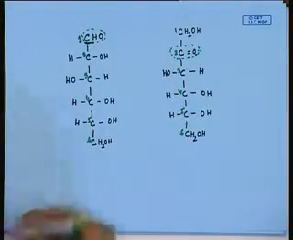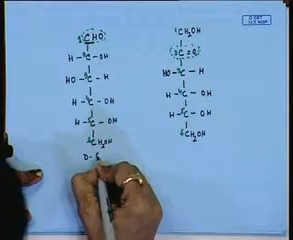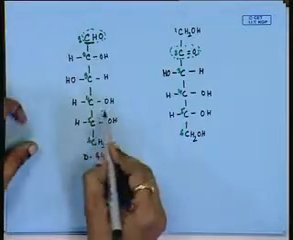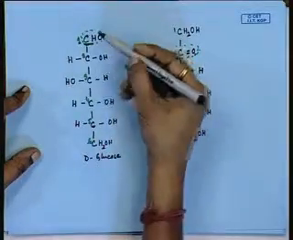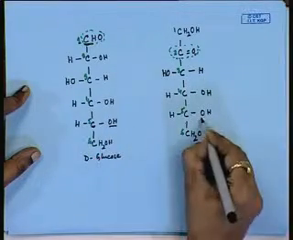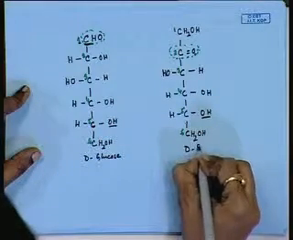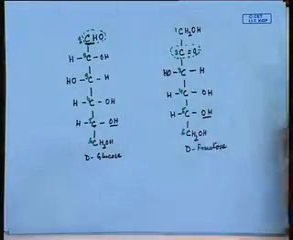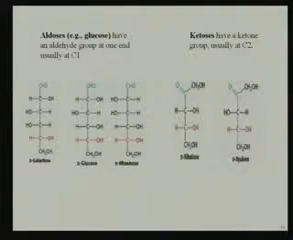So, this is D glucose. Why is it D glucose? See, the chiral carbon which is far from this carbonyl carbon has the hydroxyl group on the right hand side. So, this is D glucose and this is D fructose. So, this is the structure of D glucose and D fructose.